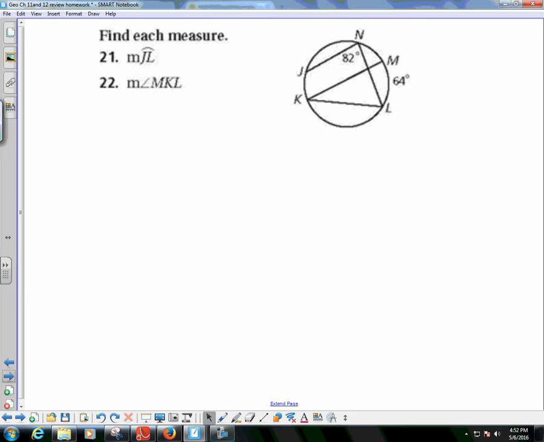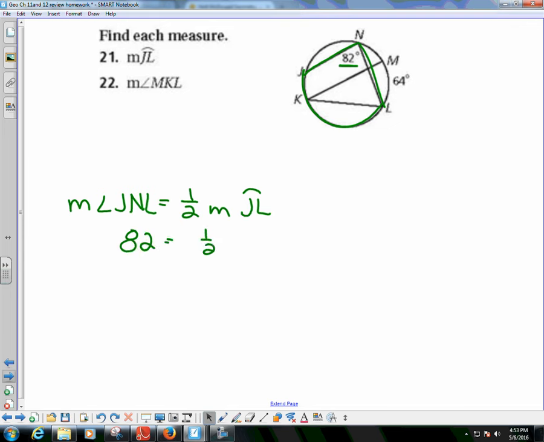All right, we need to find each measure. We need to find the measure of arc JL. So JL, I'm going to take the shortest distance from J to L, which is this one. That arc is subtended by the angle JNL. And JNL says that it's 82. And I can say that there's this relationship. The measure of angle JNL is 1/2 the measure of the arc JL. So I know that the angle measures 82, so 82 equals 1/2 the measure of JL.